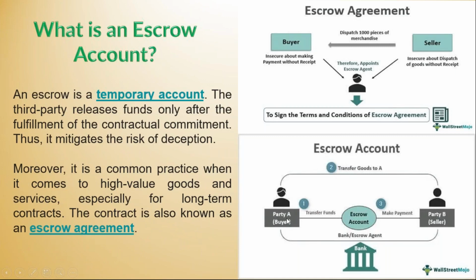Here party A, for example the buyer, transferred the funds to the escrow account. Then after he confirmed it was received in the escrow account, the seller will make the transaction. The goods will be transferred and received by the buyer. Then the bank will make the payment to the seller. So this is how a bank comes in between as an escrow account. It is a temporary account, but these transactions generally happen like this. If the buyer and seller don't have confidence between them, these accounts are used.